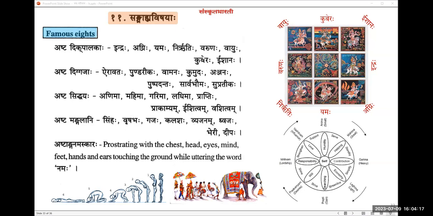Dik, that comes from these two Dikpalakas itself. And then in sentences we use Agni Mula, Vayu Mula, etc. So that also you can see. There's a little bit of Vastu Shastra involved in this. Indraha, Agnihi, Yamaha, Nirrutihi, Varunaha, Vayuhu, Kuberaha, Ishanaha.